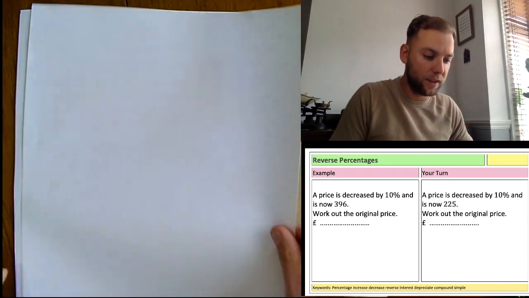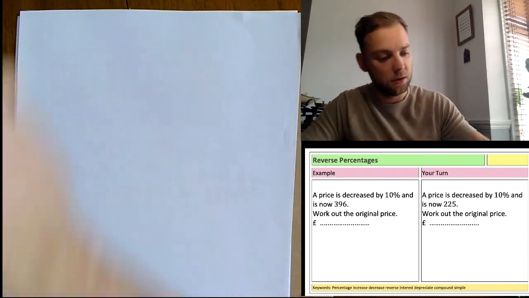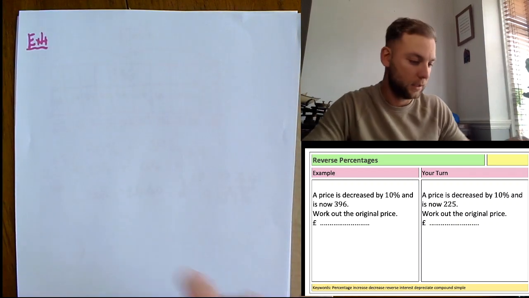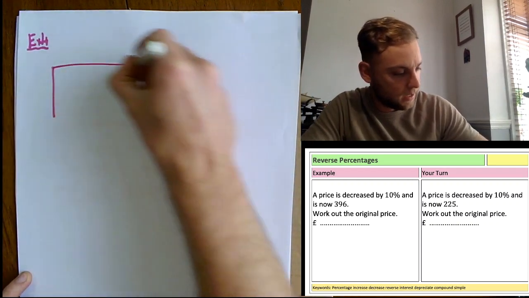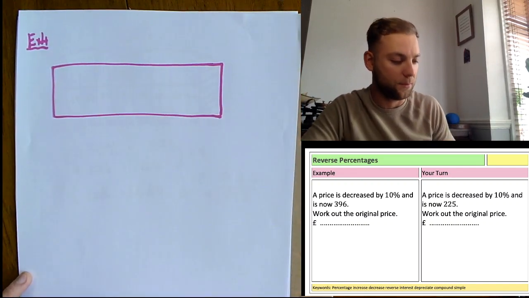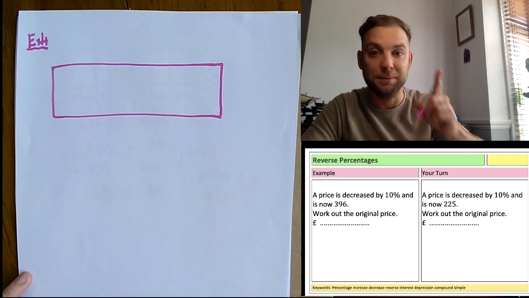Okay, let's have a little look at this one together. This one here is example 4. Super. So we're going to use our bar method again. And it's exactly the same as the last one, isn't it, really? It's just different numbers. So a price is decreased by 10%.